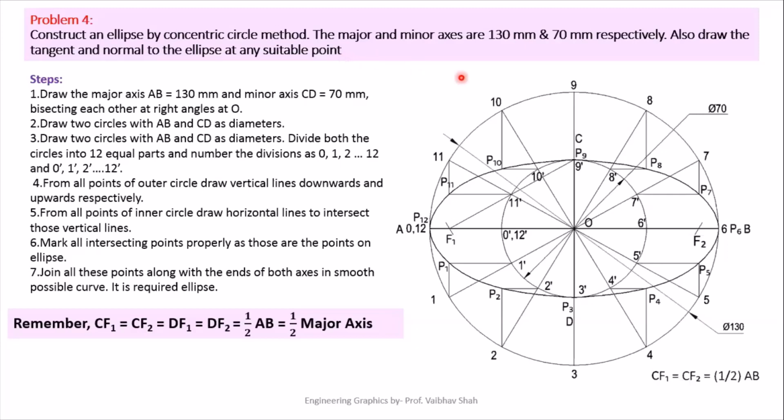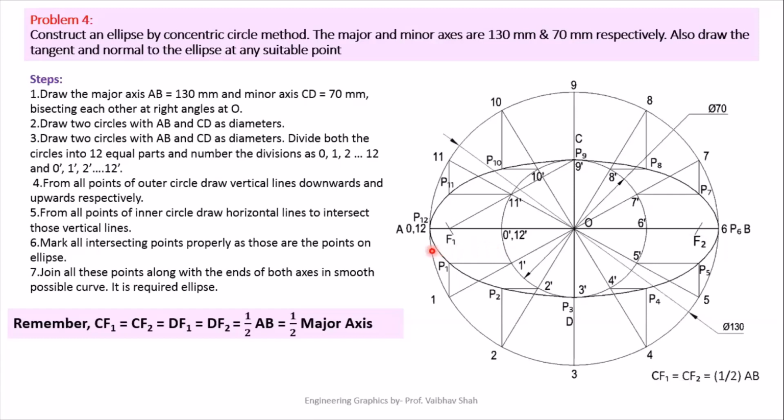So first, we'll draw one horizontal line of 130 mm. After that, we'll be drawing one minor axis of 70 mm vertically. That means 35 mm up, 35 mm down. We'll be specifying these points as A, B, and these points as C and D. After that, we'll be dividing this circle into 12 equal parts by 30 degree, 60 degree set square.